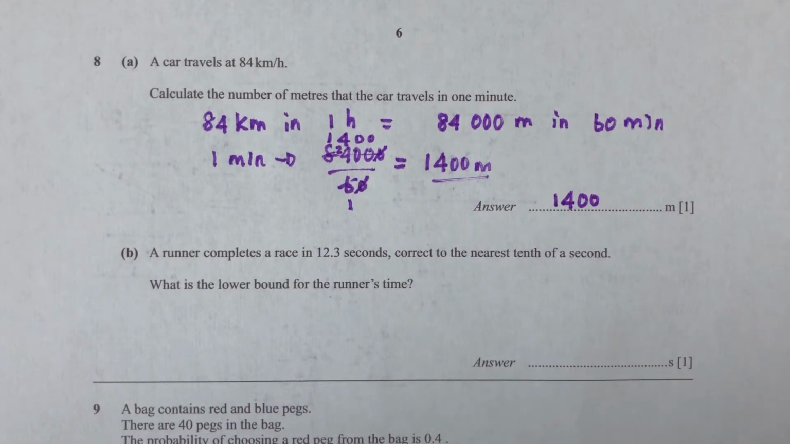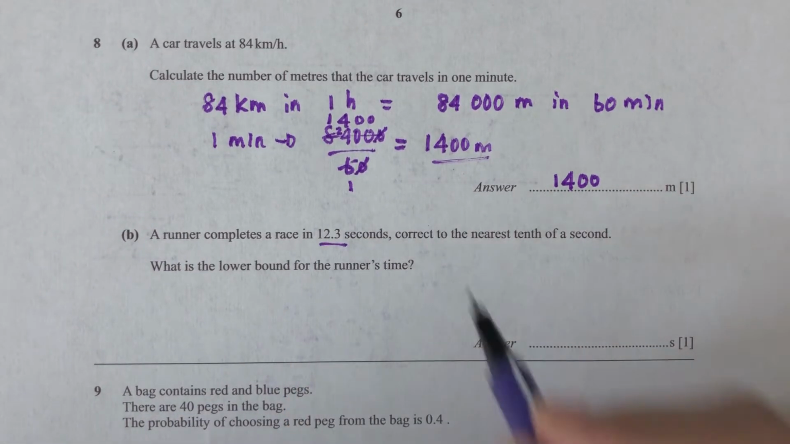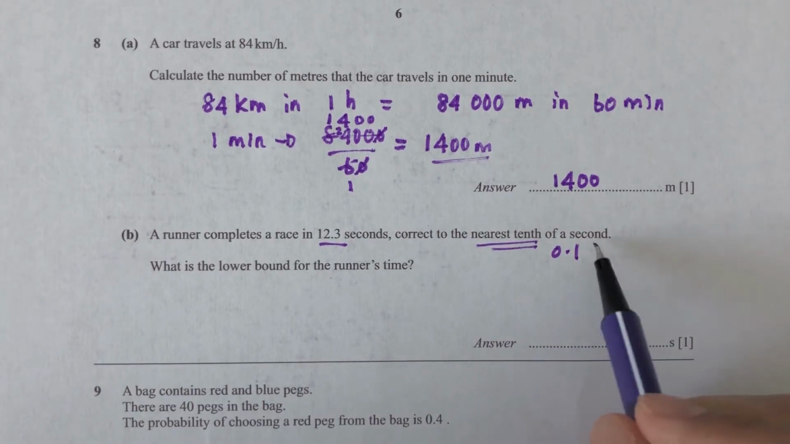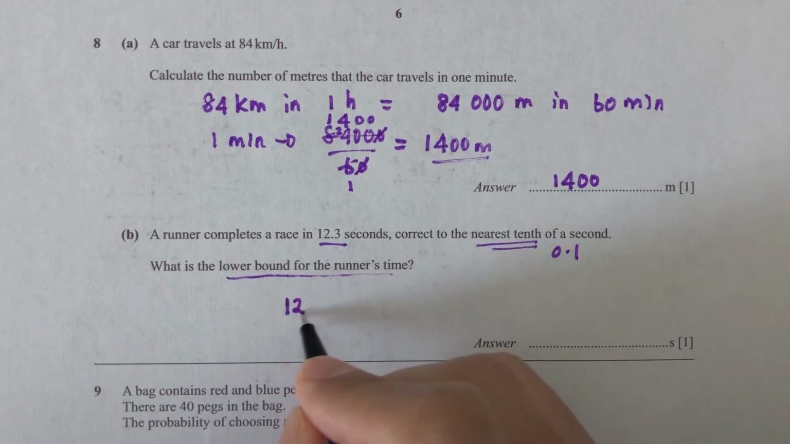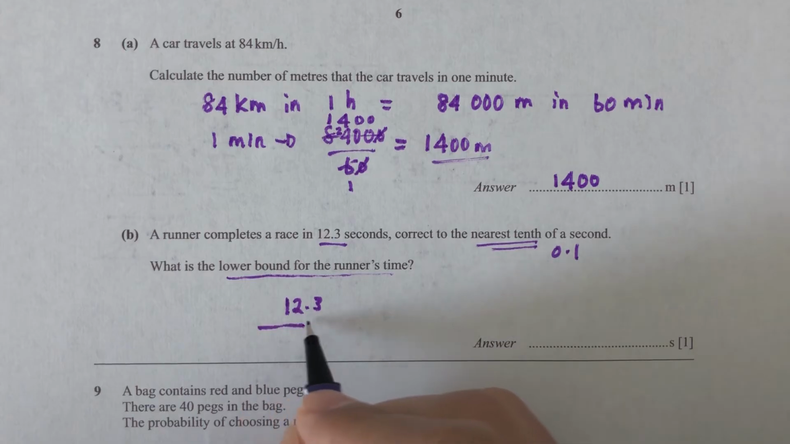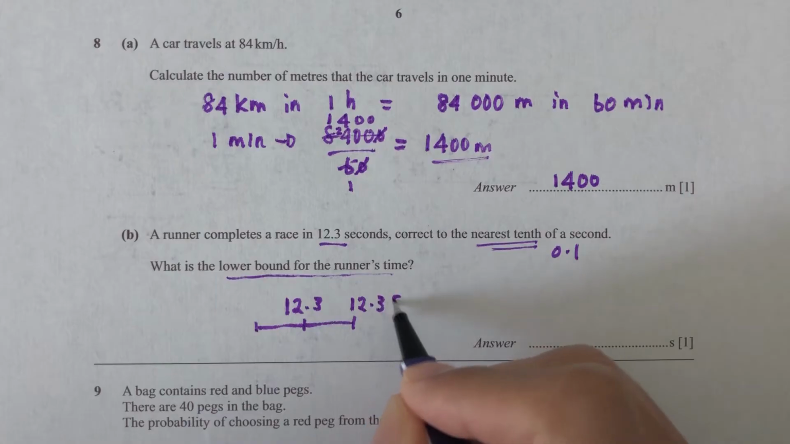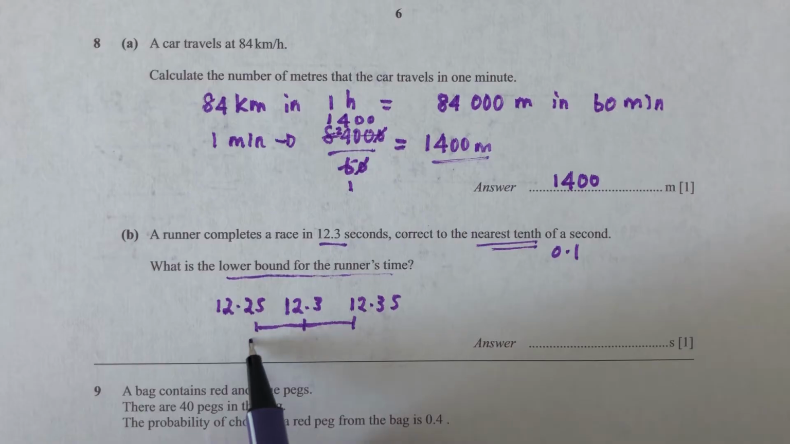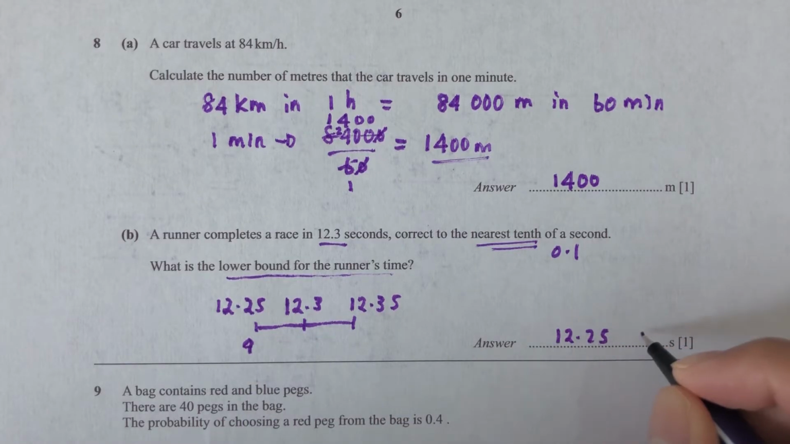Okay, now moving on to part B. A runner completes a race in 12.3 seconds, correct to the nearest tenth. What is the lower bound for the runner's time? So 12.3, that's the range. So that will be 12.35 and 12.25. The lower bound will be this one. 12.25 will be the lower bound.